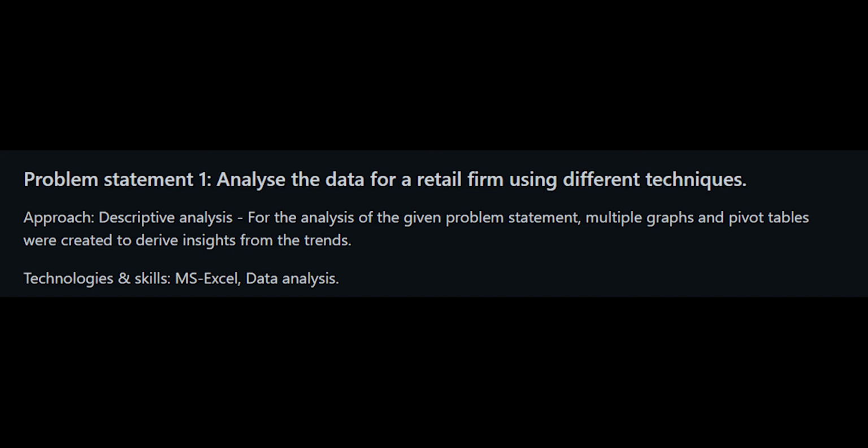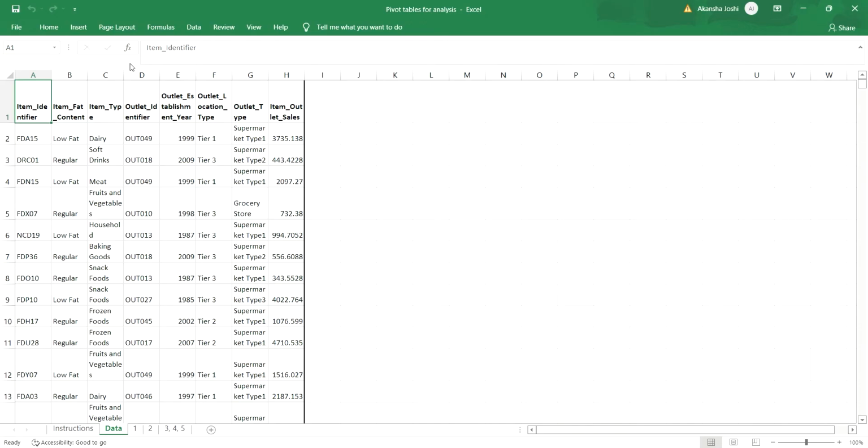Starting off with the first task in the given problem statement is to analyze the data for a retail firm using different techniques. I have given the approach and the technologies and skills used in the file in the GitHub repository. As you can see in the dataset, we have different columns, different attributes accounting to the different features of a row. Here we can also see that all the data types can be different.